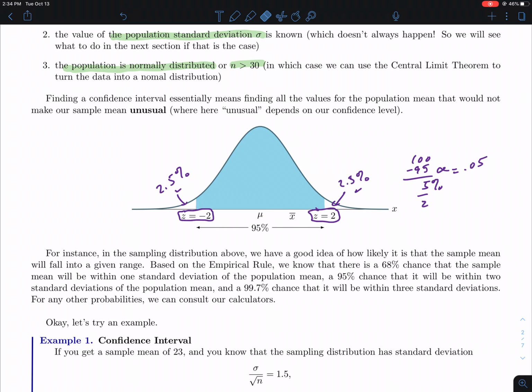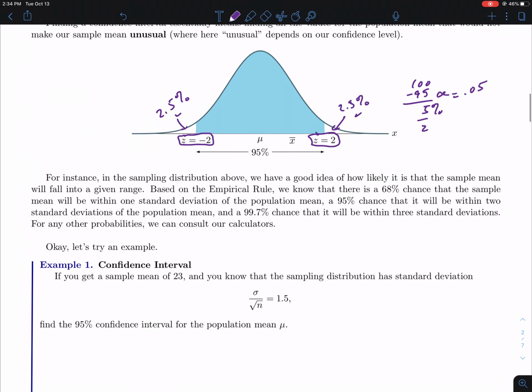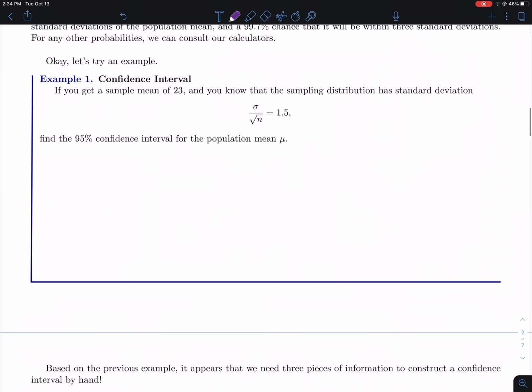Let's try some actual problems here. Enough talking for now. What we want to do is build a little confidence interval, just basic, not a fancy problem or anything like that. They've given us our sample mean, and they've given us our sigma over the square root of n. So this is the standard deviation of our normal curve that we're working with. And the goal is we want a 95% confidence interval for the population mean.